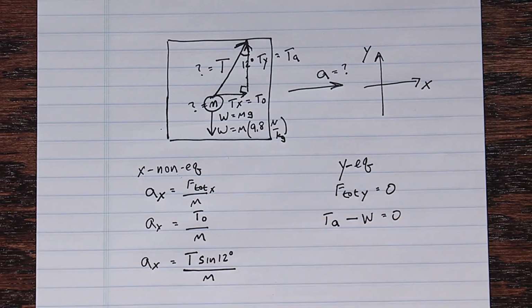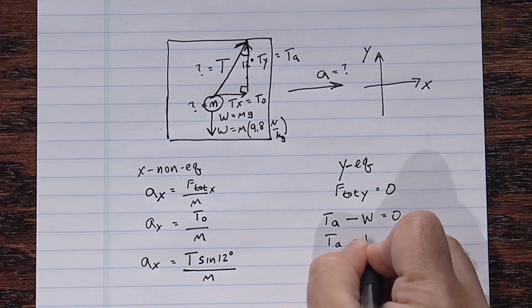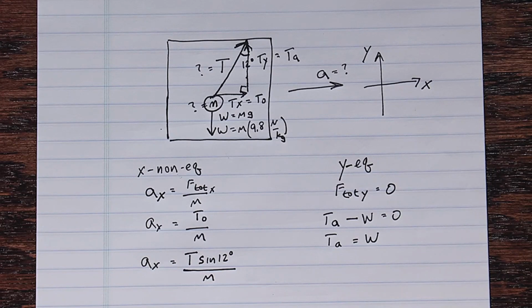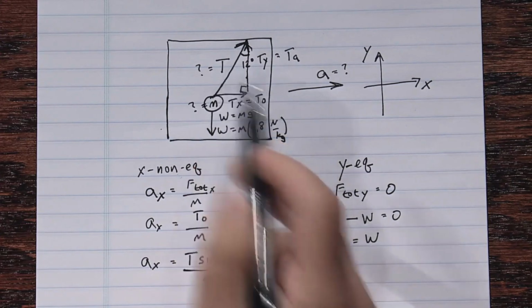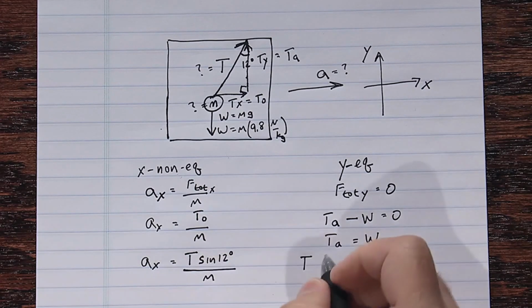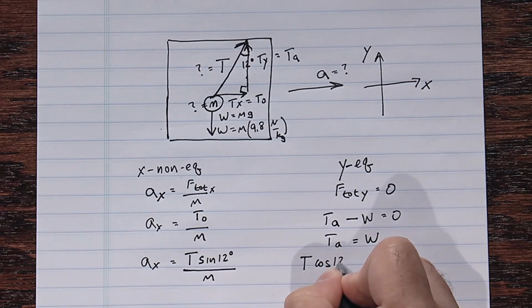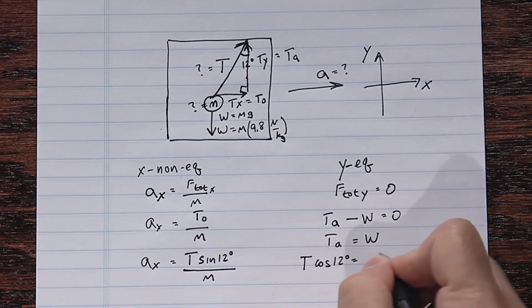Well, if T adjacent minus weight is equal to 0, we know that T adjacent is equal to weight. We find that just by adding weight to both sides. Well, what is T adjacent? What do we know about T adjacent? We know that the adjacent side is equal to the hypotenuse, T, times the cosine of the angle, which is 12 degrees. Tension cosine 12 degrees is equal to the weight.